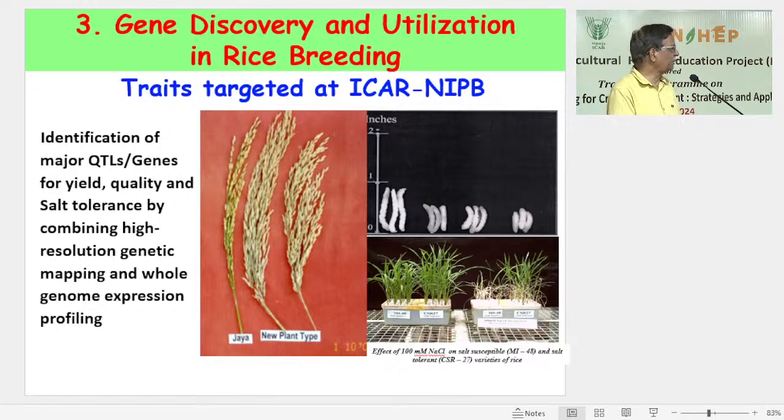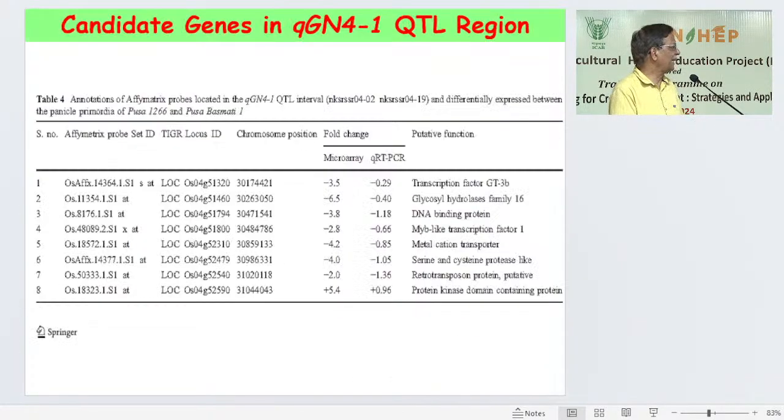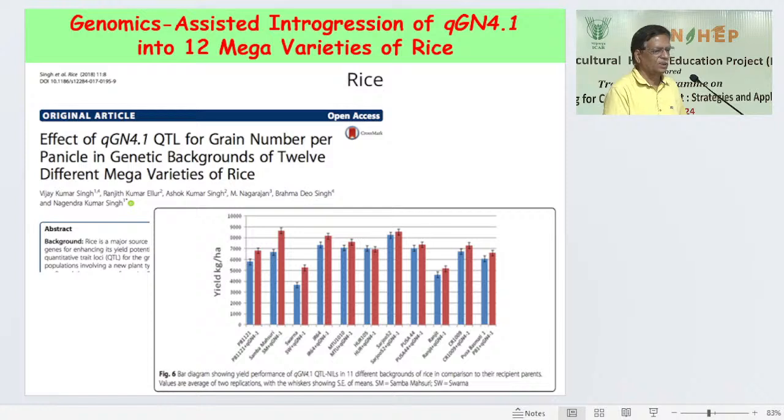Now we have transferred this one into 12 different varieties, mega varieties of rice. You know what is a mega variety? Mega variety means if a variety is so good, so popular, it is cultivated in more than 1 million hectares. So that is called a mega variety. It is very popular among the farmers.